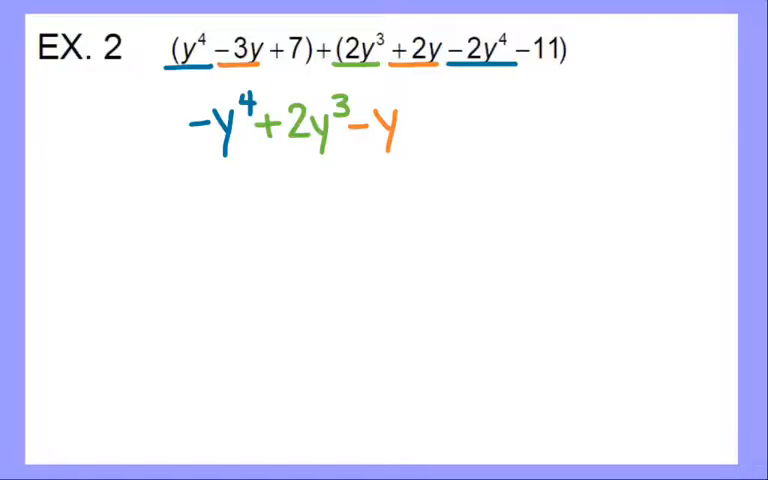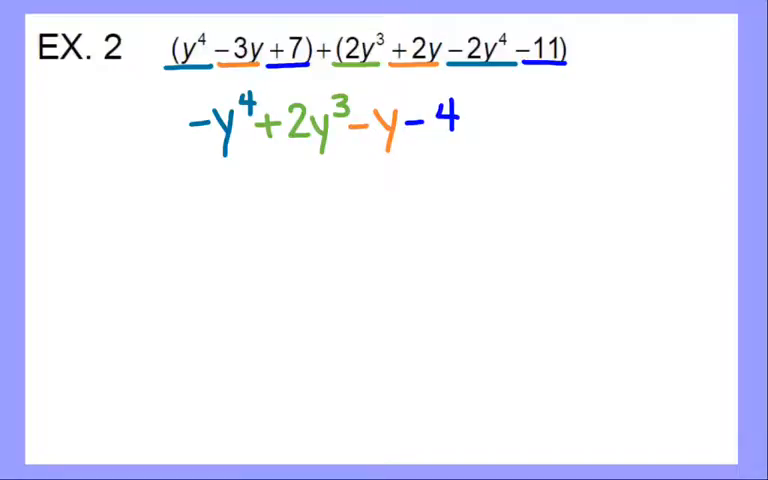And then last I have the constant term, 7 minus 11. 7 minus 11 is negative 4. So it helps if you're underlining or crossing them out as you're adding, so then you know when you've gone through all of the terms or not.